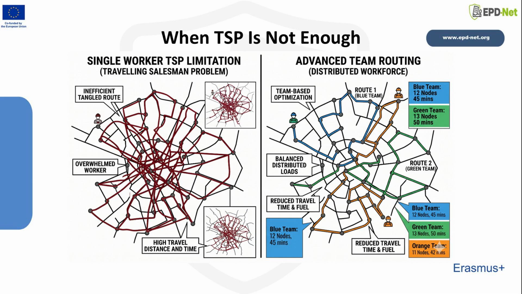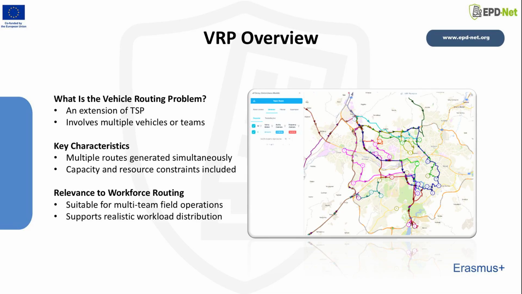The vehicle routing problem, commonly referred to as VRP, is an extension of the traveling salesman problem designed to handle more complex routing scenarios. Unlike TSP, VRP involves multiple vehicles or field teams that operate simultaneously from one or more starting points. A key characteristic of VRP is that it generates multiple routes at the same time. These routes must respect capacity and resource constraints, such as working hours, maximum workload, or the number of visits assigned to each team. This makes VRP significantly more flexible than TSP for real-world operations.